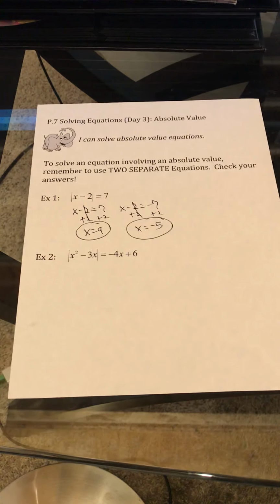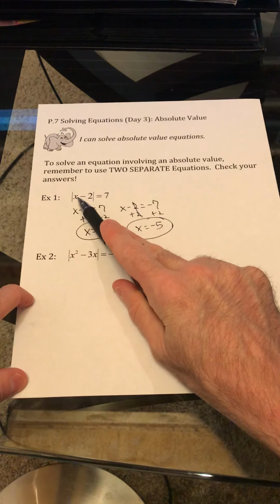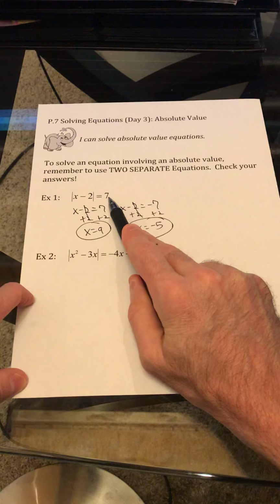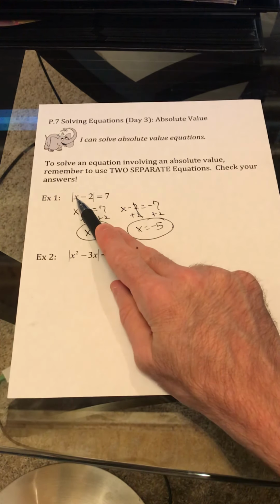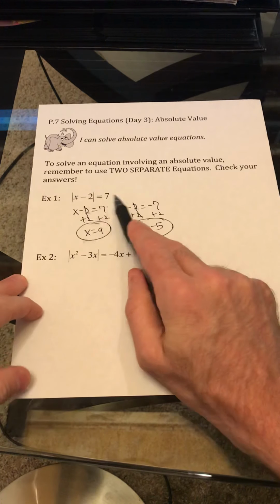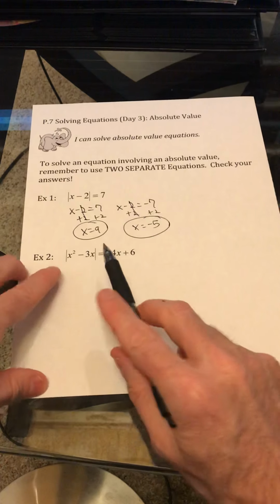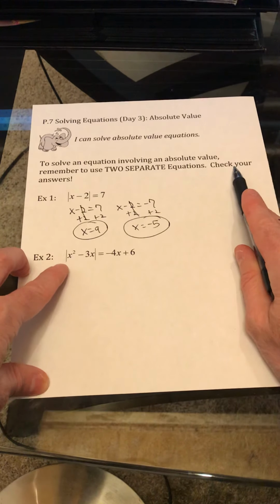And again, for this one, you don't really need to check for extraneous. Plug the 9 in, 9 minus 2 is 7. Absolute value keeps a positive the same. If you plug negative 5 back in, the absolute value of negative 7 becomes positive. So these both work.